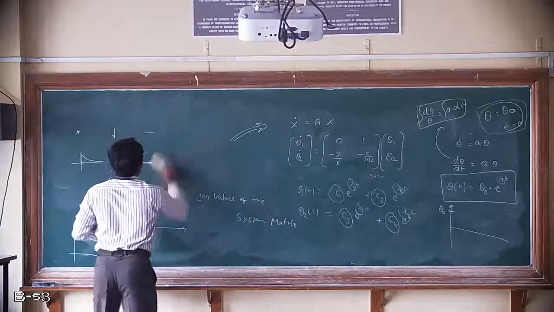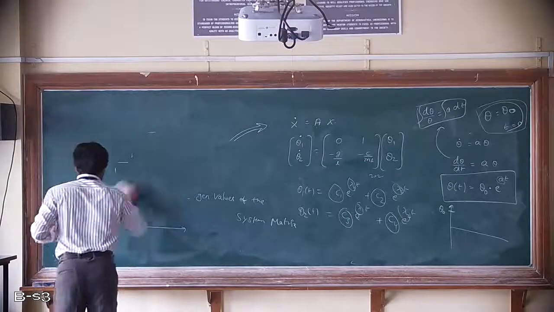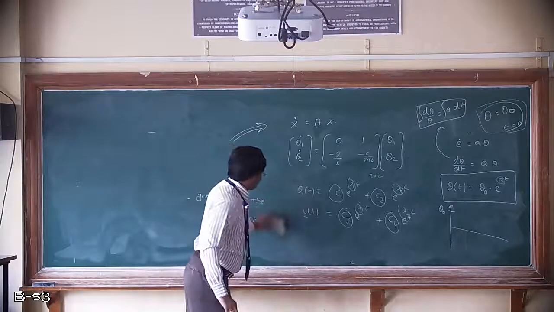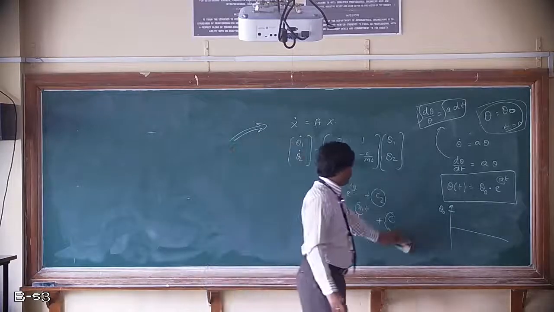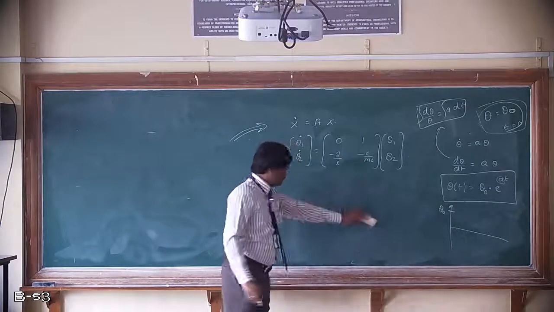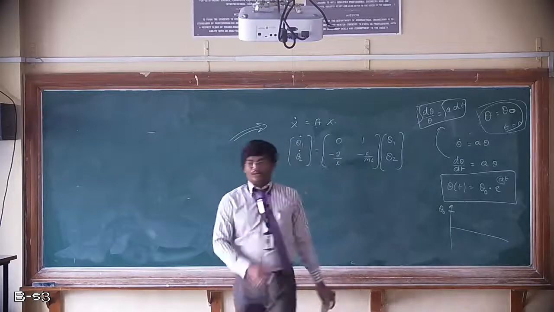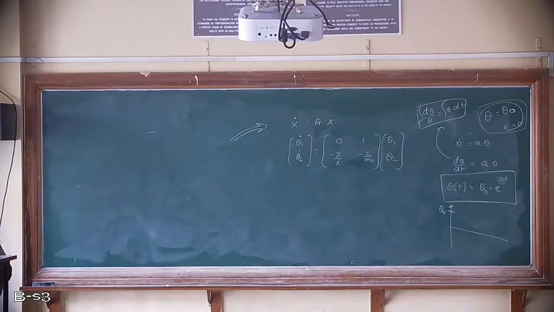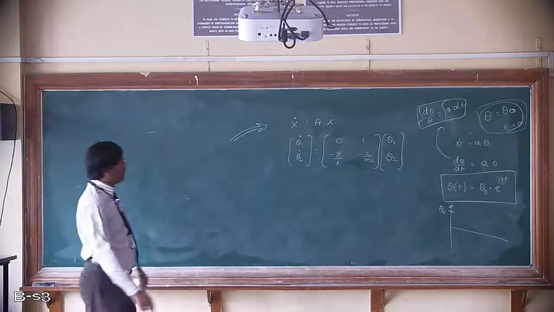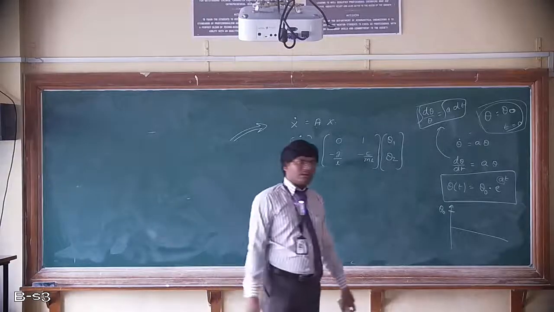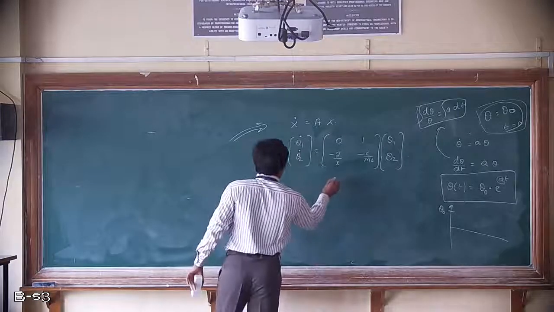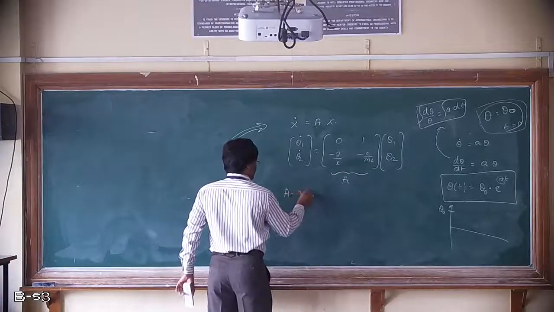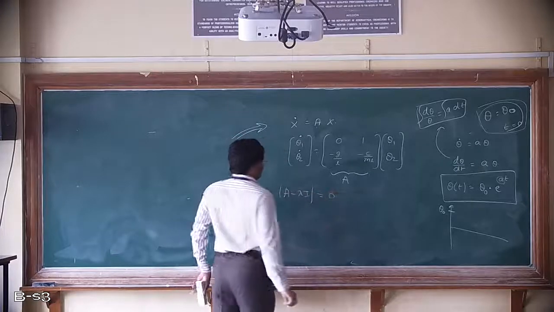Just once again, we discussed already that based on eigenvalues you can comment on the stability of the system. So how will you find the eigenvalues? Simply, this is matrix A. You can take A minus lambda I is equal to 0. If you do that, what will happen here?